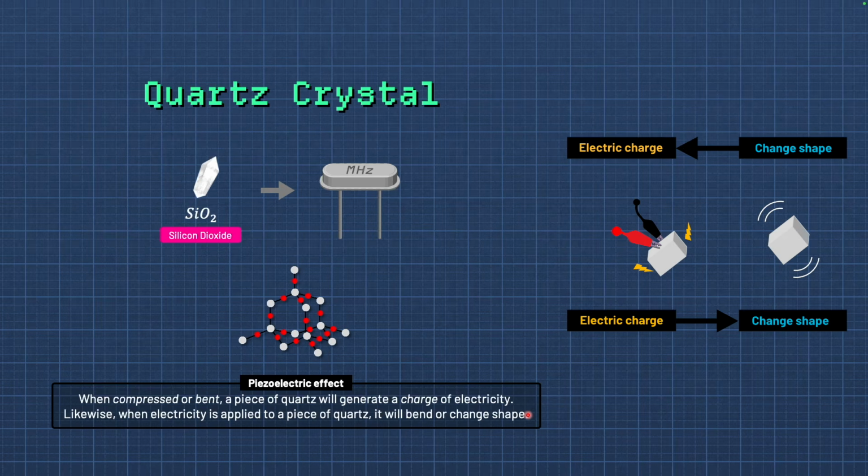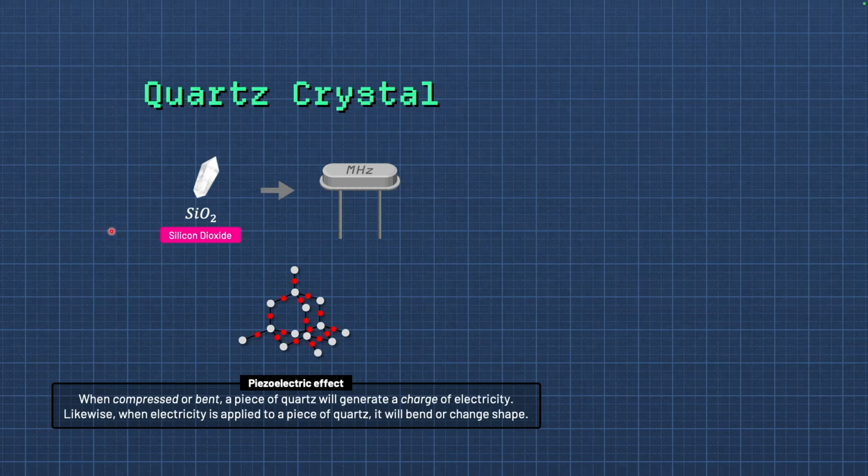You can either bend and apply some mechanical stress to that material, and that bend, that compression, is going to generate a charge of electricity, is going to result in voltage. Or you can go the other way. You can apply electricity to that crystal, and that charge is going to deform the crystal, compress or enlarge it depending on what you're doing.